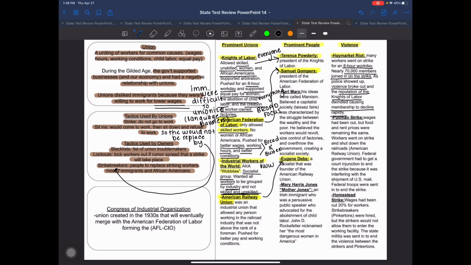And he's honestly kind of known as being a little bit of a troublemaker. And so under this union, it was an industrial union, and it allowed any person working in the railroad industry. So it didn't matter what you did. If you worked for anything connected to the railroad industry, you could join this union. And the main things that they pushed for were better pay and better working conditions. So keep that union in mind. We're going to come back over here to a couple of violent episodes that break out.